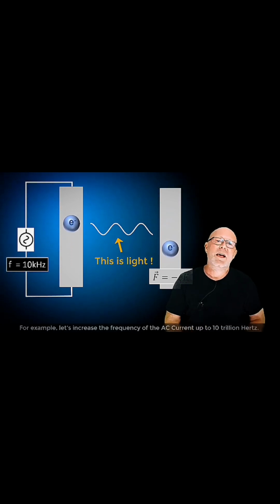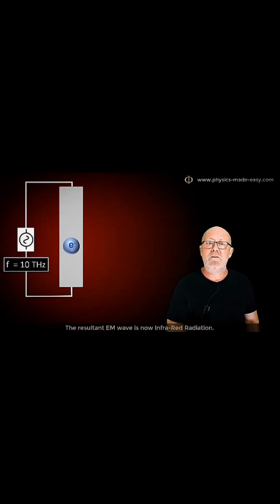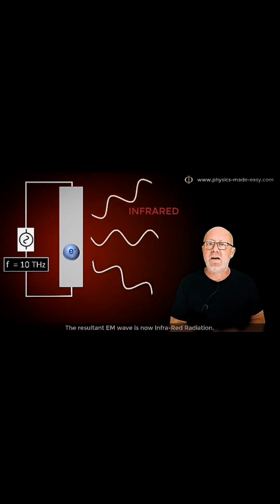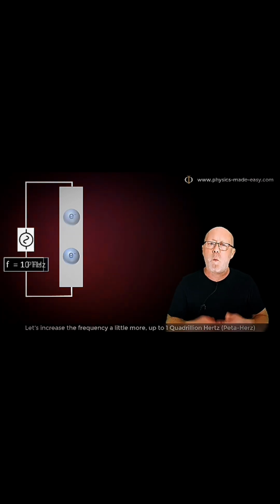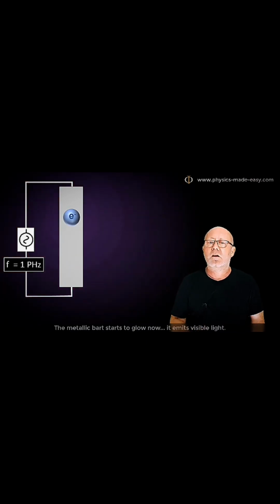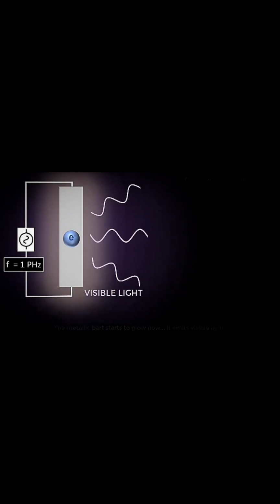For example, let's increase the frequency of the alternating current up to 10 trillion Hertz. The electrons in the bar will oscillate at 10 trillion Hertz, and so will the electric field it generates. The resultant EM wave is now infrared radiation. Let's increase the frequency a little more, up to 1 quadrillion Hertz. The metallic bar starts to glow now. It emits visible light.